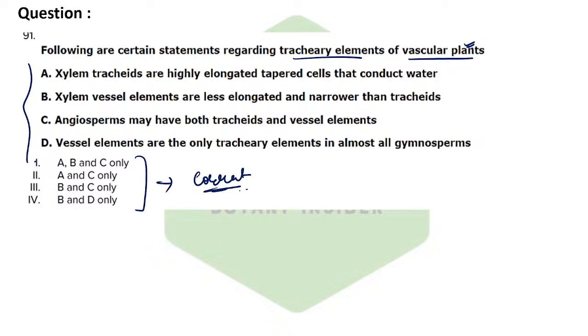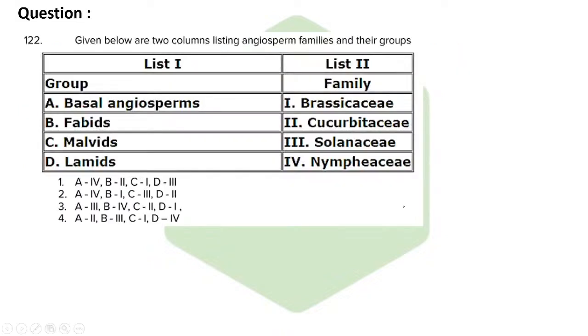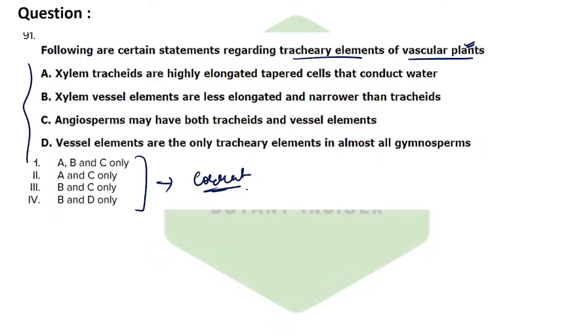First option is saying that xylem tracheids are highly elongated, tapered cells that conduct water. Second is saying that xylem vessel elements are less elongated and narrower than tracheids. Third option is saying that angiosperms may have both tracheids and vessel elements. Fourth option is saying that vessel elements are the only tracheary elements that are there in almost all of the angiosperms.